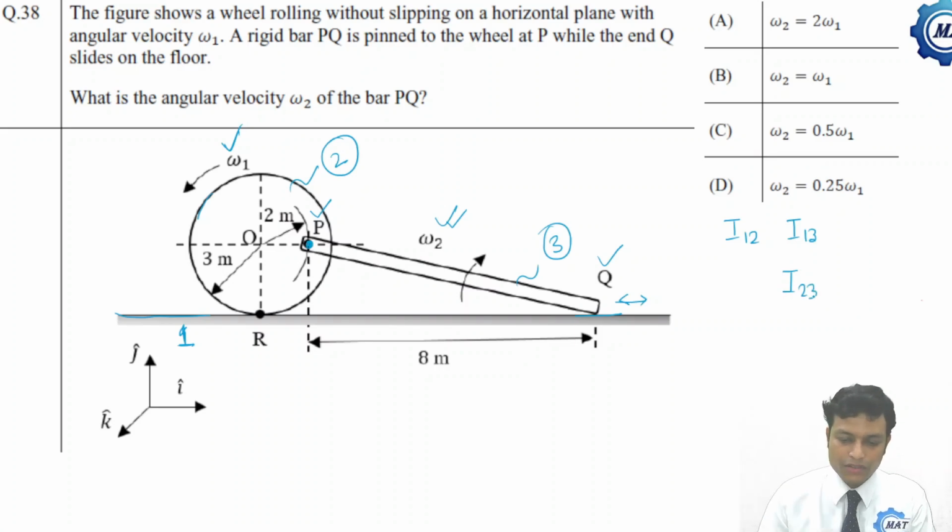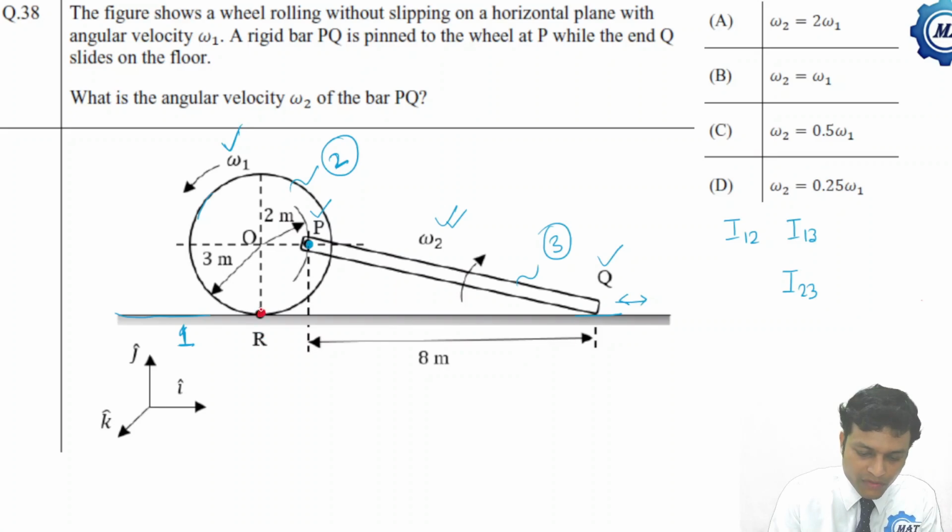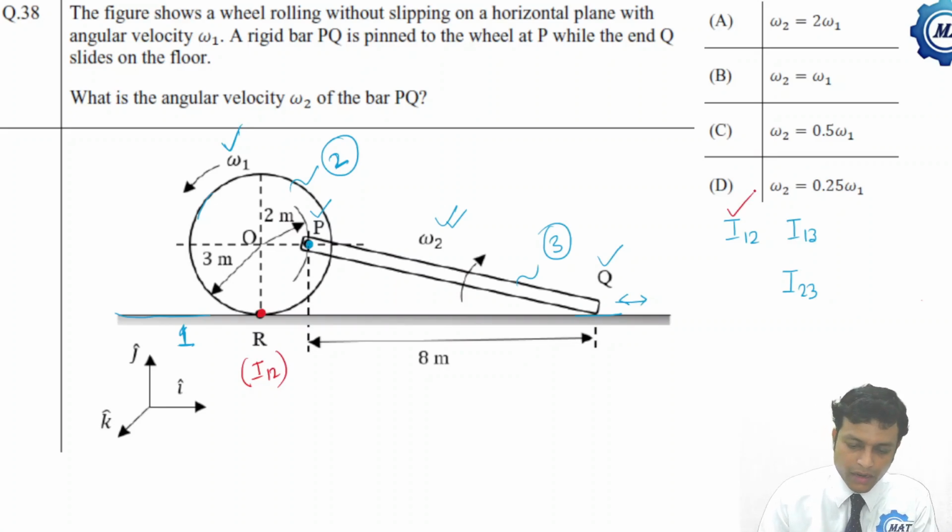Now let us locate the points. 2 rolls without slipping on 1. That is, the instantaneous center lies at the point of contact R. That is I12. Where is I23? So this has been located. Now 2 and 3 are connected by a hinge joint here, hinge or revolute pair. So I23 lies here because this point will move together. At this point 2 and 3 will have same velocity. Located.